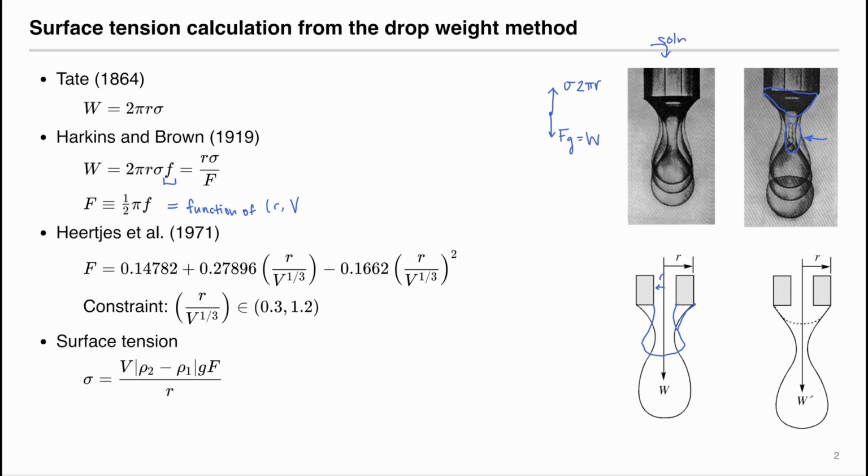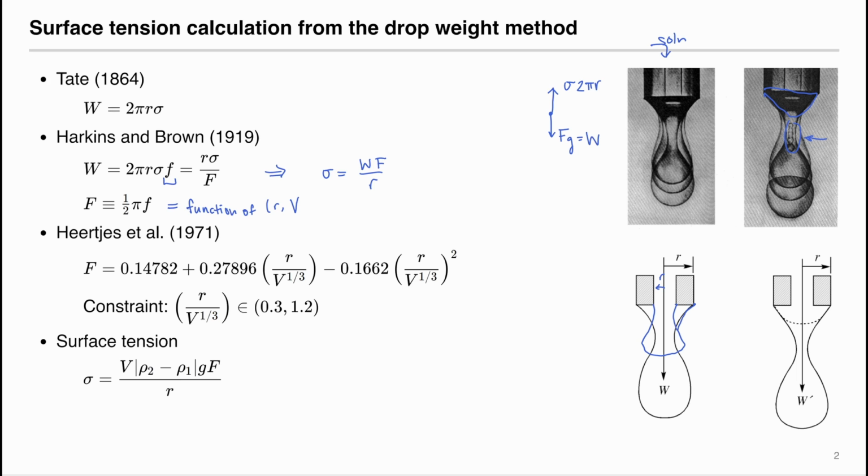Remember that the drop weight method is for determining the surface tension of solutions, so we want to solve for sigma. If we go from Harkins and Brown's equation, we can solve for sigma, where sigma is equal to the weight multiplied by the correction factor F divided by r.